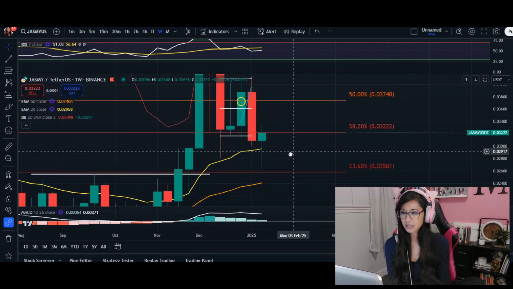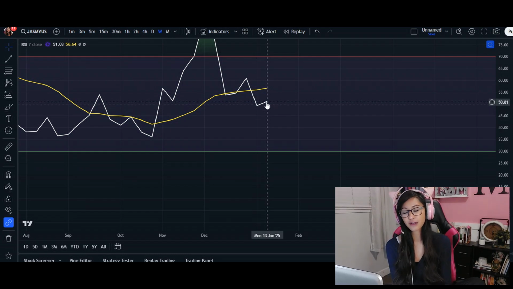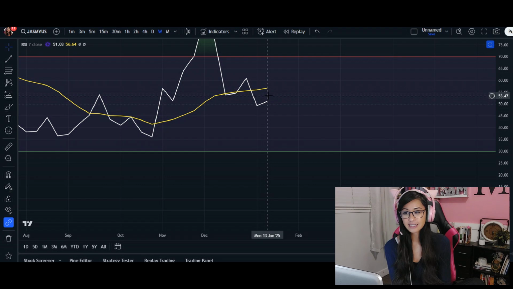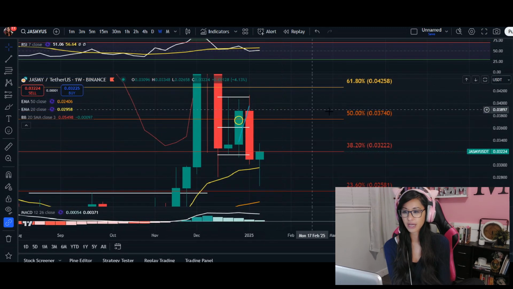As we take a look at some of our key indicators as well, we can see that the RSI has tilted upwards to around 51%. Ideally, if we do want to see a bullish rally, we do want to come up to at least 55 to 60. And if we do see a cross above this yellow signal line, it's going to show us that bullish rally in hopes to see that 0.037.